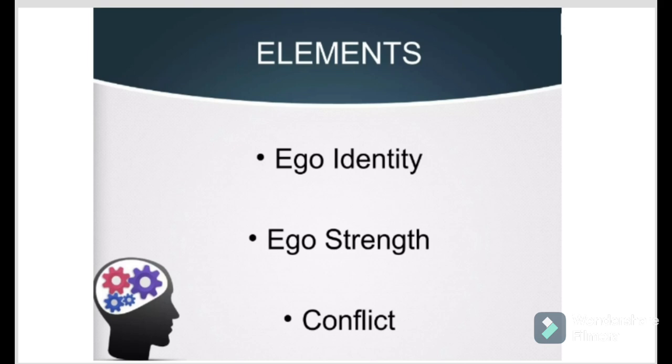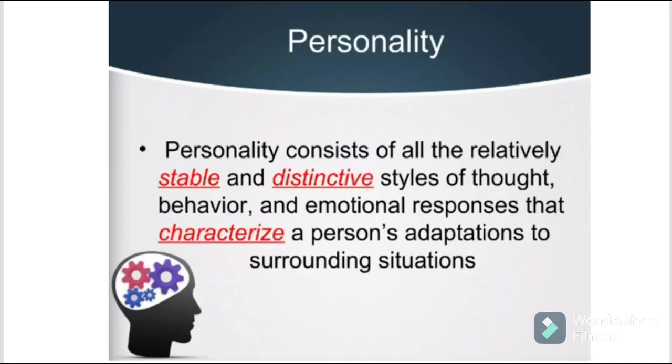Okay, first of all, we need to describe what is meant by personality. Basically, personality consists of different elements, a stable and distinct style of thought, behavior, and emotional responses that characterize a person's adaptation to surrounding situations. How a person is behaving, how a person is relating with their surroundings, how they are taking positive, how they are taking negative, and why it happened. Basically, it all happened because of this psychological development which we are going to discuss today.